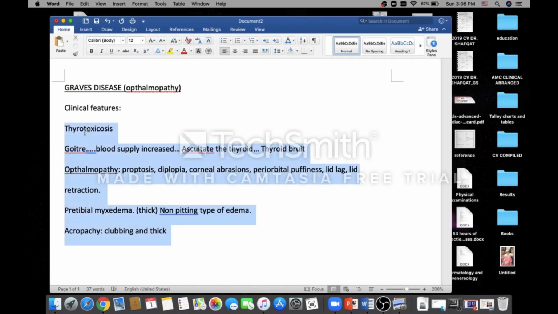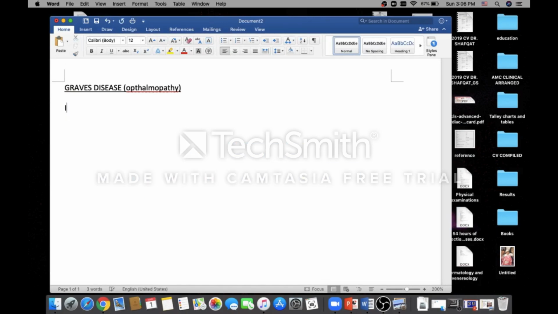Okay, as I told you, after clinical features, what comes is investigations. What investigations do we do? We had a great discussion on this. The first best test to do is what? TSH levels. So it is hyperthyroidism.